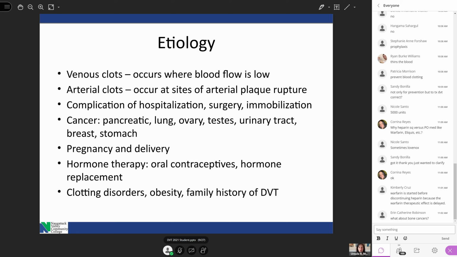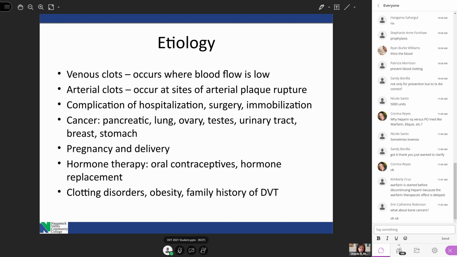Pregnancy and delivery. Bone cancers. Bones, yes. I'm only naming some. There can be many more. These are some of the common ones. Bone is important because orthopedic surgeries put you at risk of a DVT. And the reason for that, so if you work on an ortho floor, 50% of DVTs come from orthopedic surgeries, such as hip replacements, knee replacements, hip fractures. They're the highest, okay? Because there's something in the bone when they do these orthopedic procedures or orthopedic fractures.